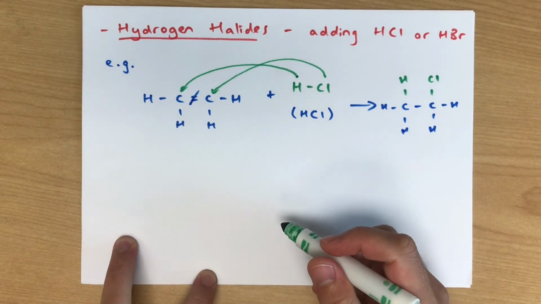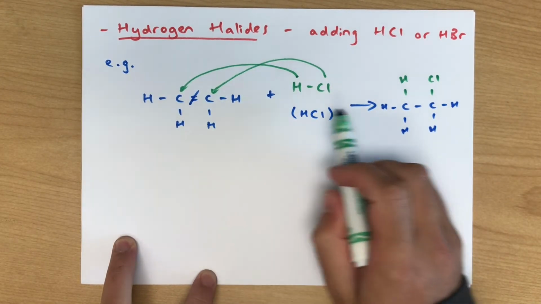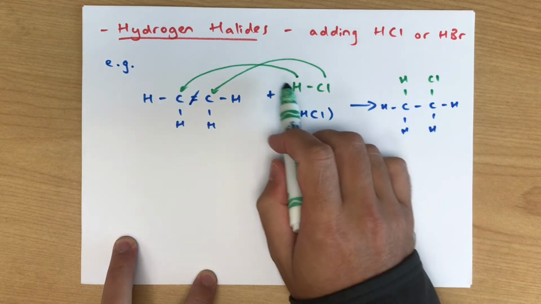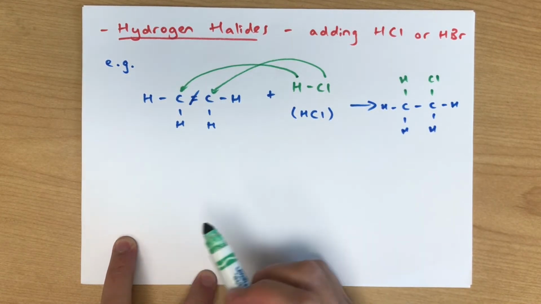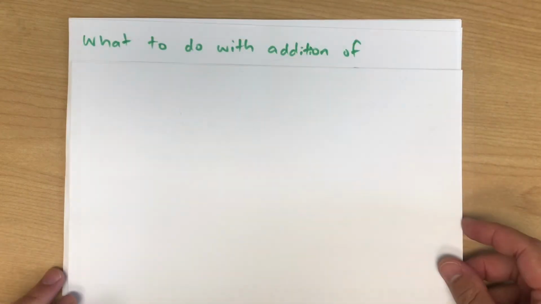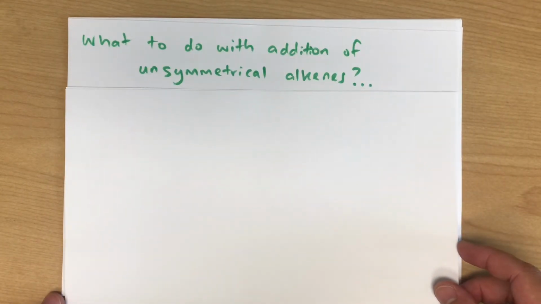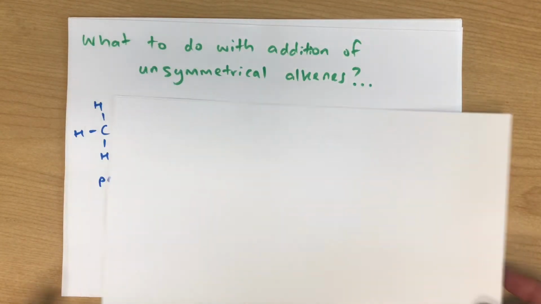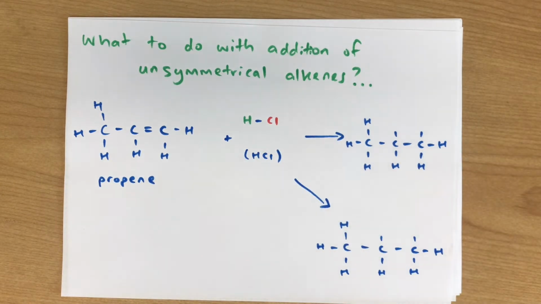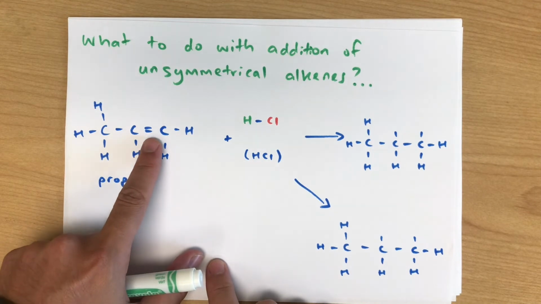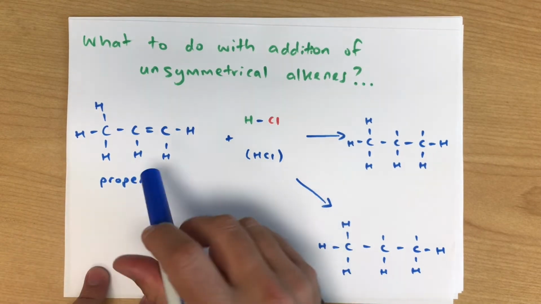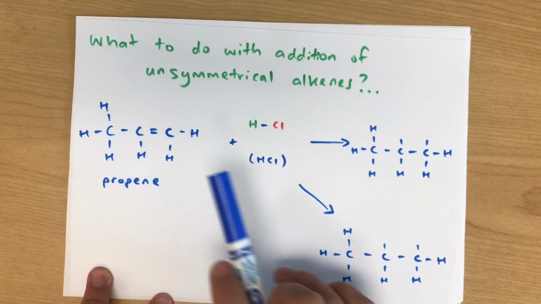So in every addition reaction we are just breaking the double bond, leaving a single bond, and we add an atom or a group of atoms onto each carbon of the double bond. What should I do with the addition of unsymmetrical alkenes? What happens if I have more than 2 carbons in my alkene, such as propene, and it's not symmetrical? There's no line of symmetry down our middle carbon.